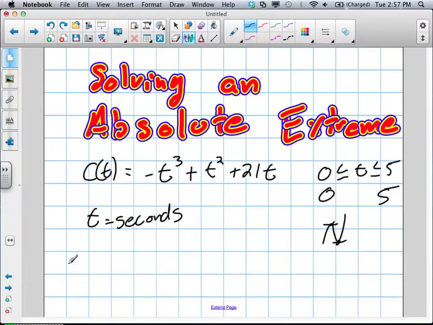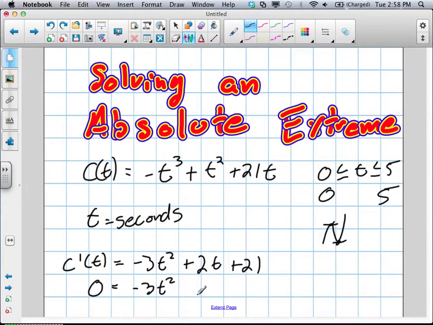So when we derive this function, C prime of t is equal to negative 3t squared plus 2t plus 21. So this is the derivative of our original function. We also have to find when the slopes of these tangents are 0. In other words, when C prime of t is 0, our tangent slopes are 0. So we set negative 3t squared plus 2t plus 21 equal to 0.